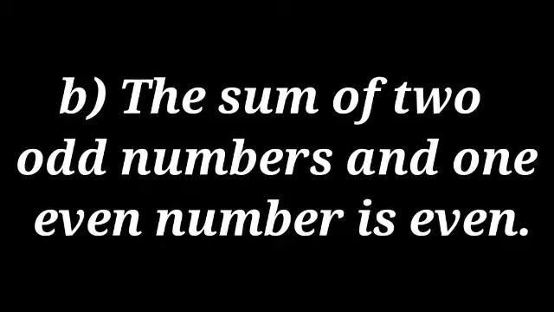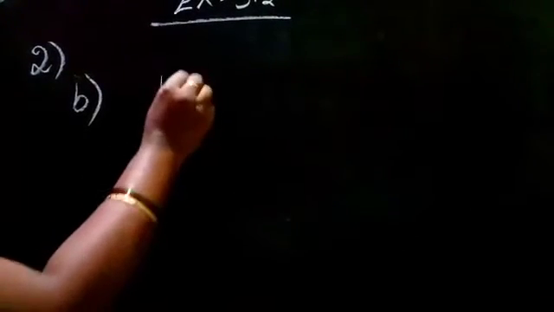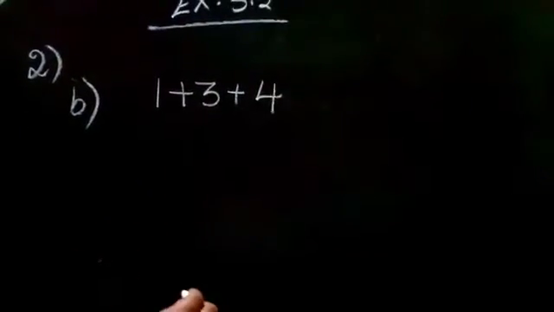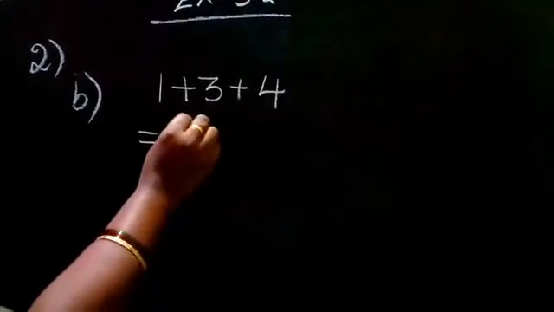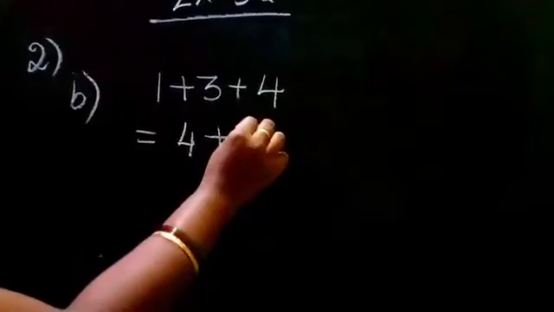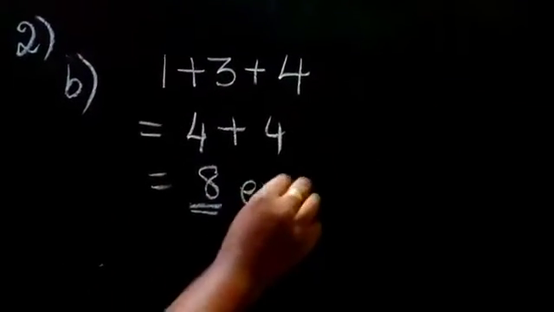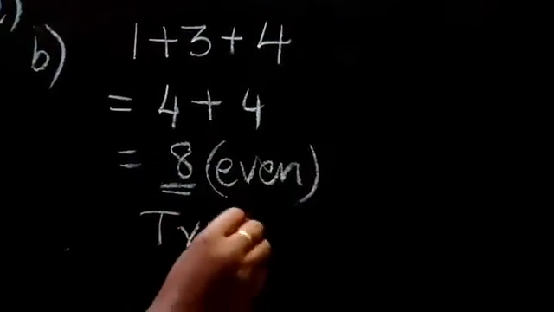B question is, the sum of two odd numbers and one even number is even. Two odd numbers, that is 1 plus 3, we are going to add. With this, one even number we should add. Then we will get an even number itself. We will check now. 1 plus 3 is 4. 4 plus 4 is 8. 8 is an even number. So the statement is true.